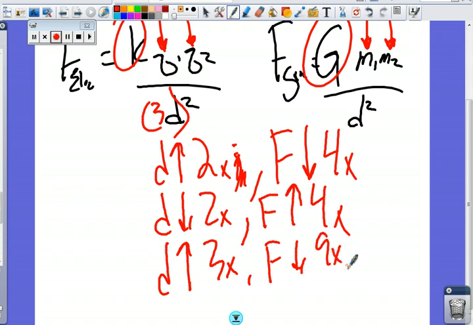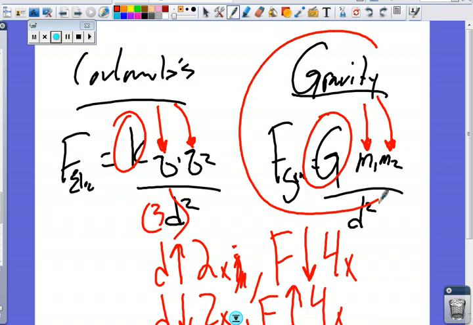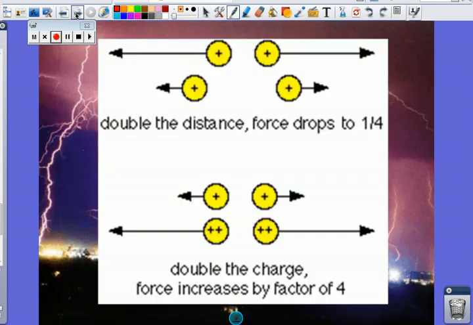We'll get into this a little bit more, but conceptually I wanted you to see how the structure of these two formulas is common, which to me is really pretty cool. So what happens? When you double the distance, the force drops by four. If you double each charge in this case, it would go up by four.